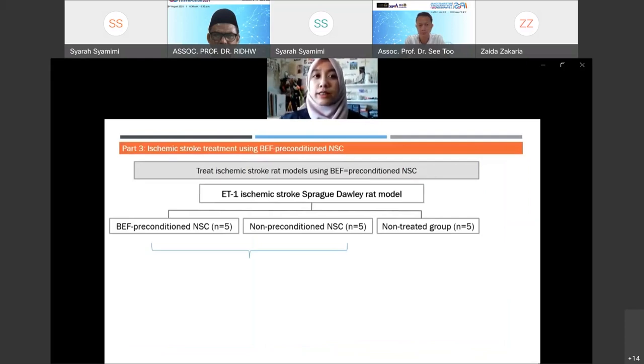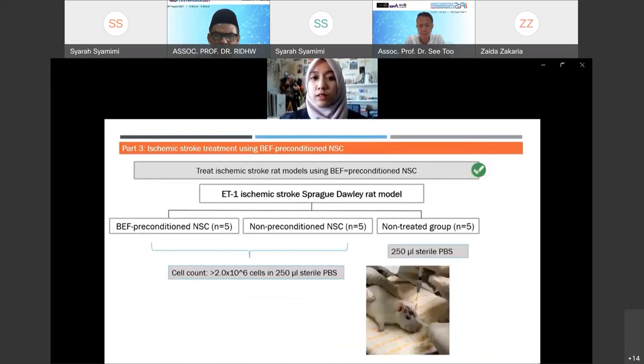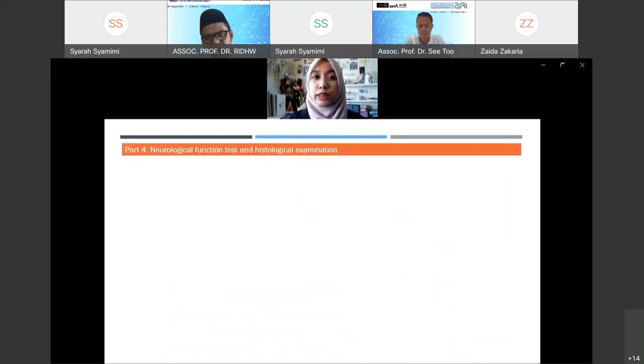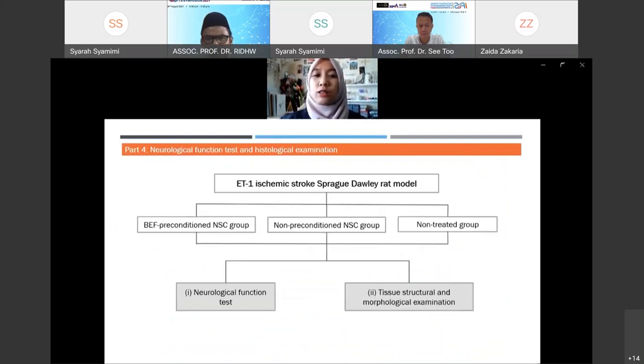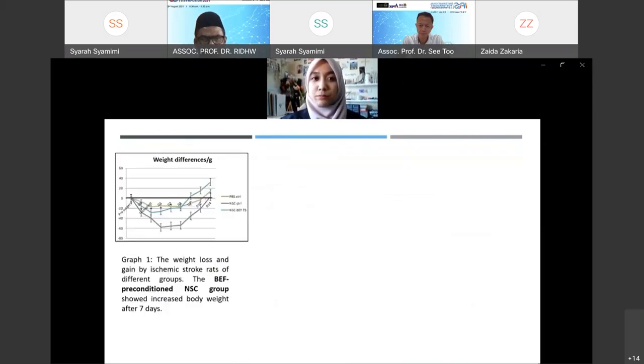The next part is the ischemic stroke treatment using the baclin-enriched fraction preconditioned neural stem cells. The ischemic stroke rat models were divided into three groups, which is the baclin-enriched fraction preconditioned neural stem cell, the non-preconditioned neural stem cell, and the non-treated group. And the last part is the neurological function test and histological examination. All three study groups were assessed for the neurological function test for 14 days. And after 14 days, the rats were sacrificed, and there were tissue structural and morphological examination done.